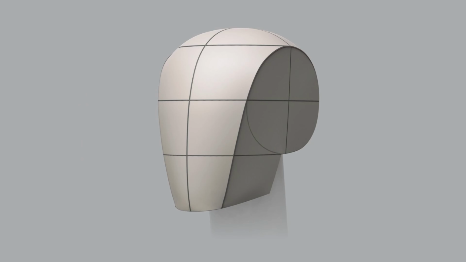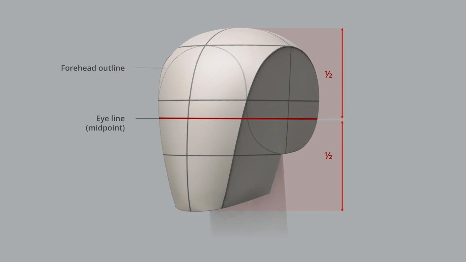Now, let's move on to the secondary lines. We will establish the forehead line as a reference and create the eye line, which should be right in the middle of the face. Finally, we will add the lip line using our 1/3 measurement.